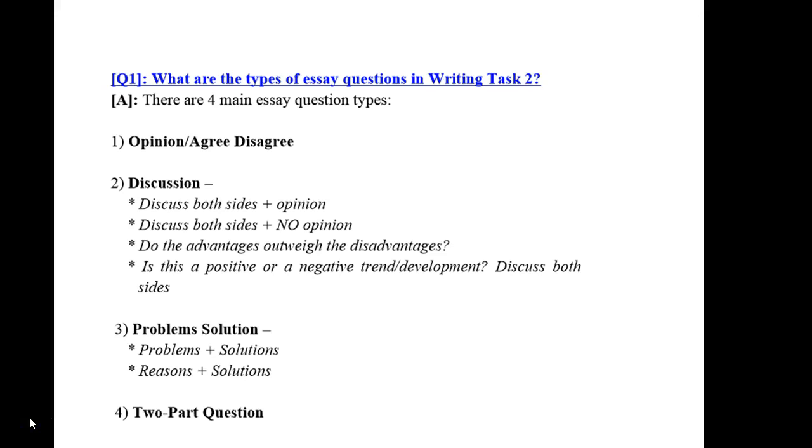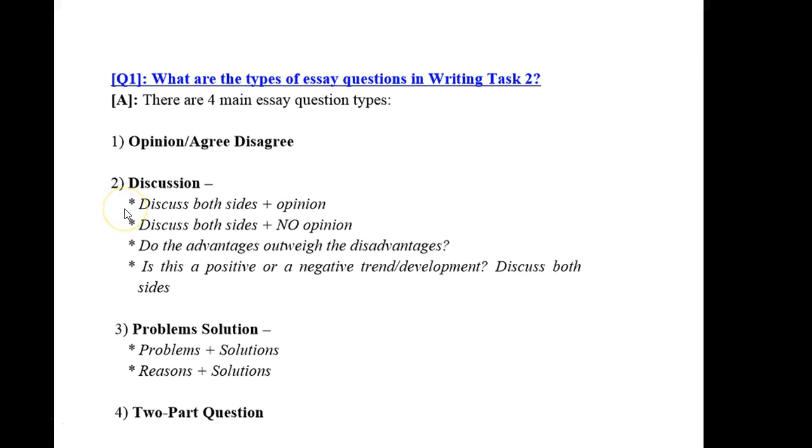In this question, you are presented with an argument, and you have to give your opinion on this argument to a certain extent. For example, you're asked to give your opinion and how much you agree or disagree. We'll talk more in detail about this type of question, and we'll give an example of it in this presentation.